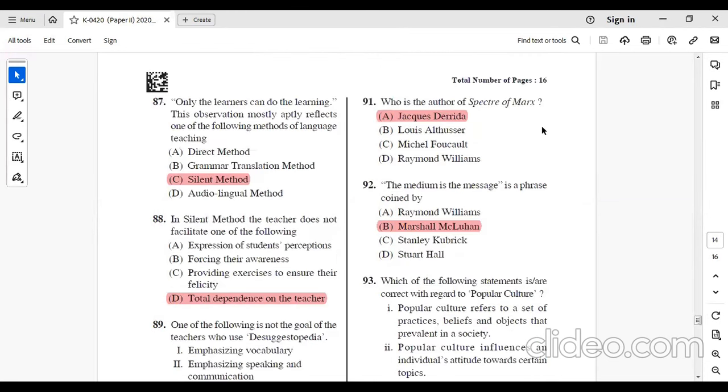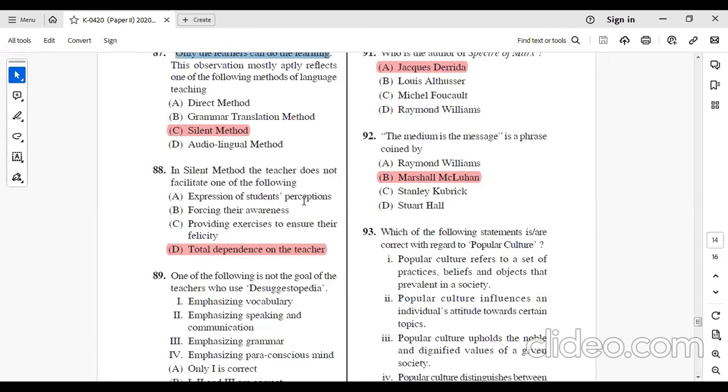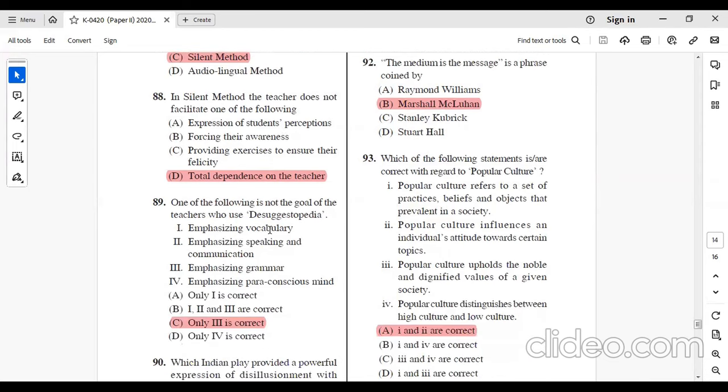Question number 87: only the learners can do the learning. This observation most aptly reflects which method of language teaching? The silent method. In the silent method, the teacher does not facilitate total dependence on the teacher. Then, which one of the following is not the goal of the teacher who uses desuggestopedia? In desuggestopedia, the teacher does not focus on grammar. The teacher focuses on vocabulary, speaking, communication. It also emphasizes the paraconscious mind.